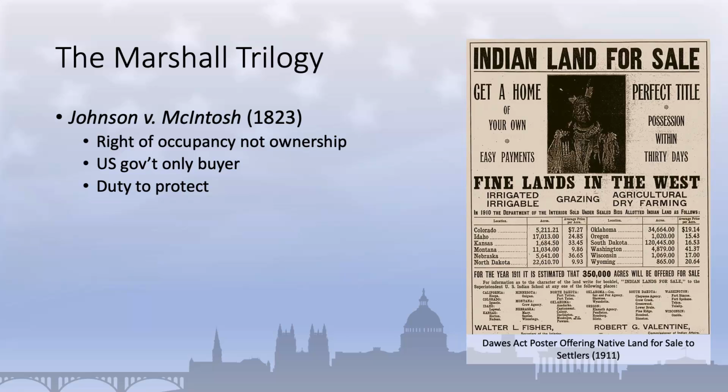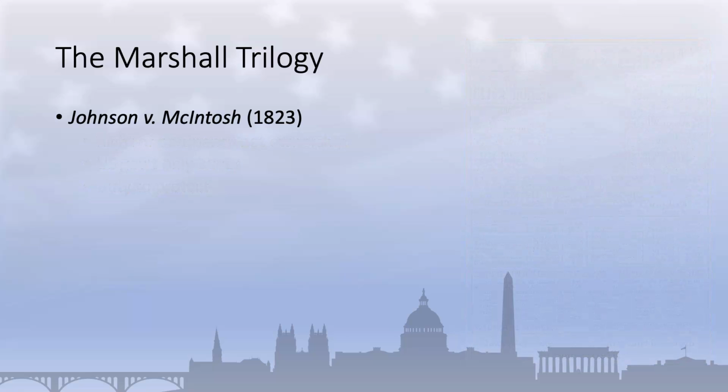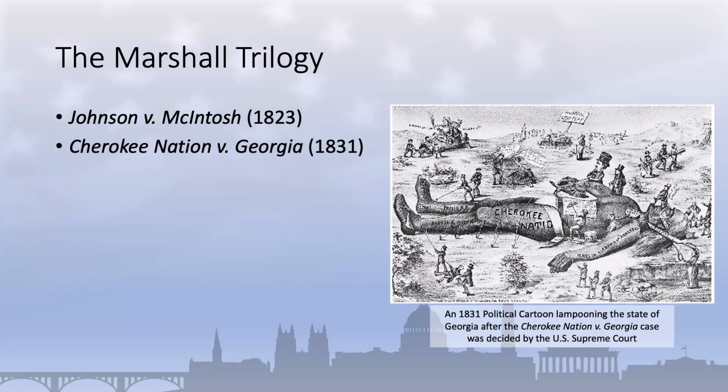The second case of the Marshall Trilogy was Cherokee Nation v. Georgia. This case centered on a dispute between the Cherokee Nation and the state of Georgia over the Cherokees' sovereignty and land rights. At issue was the question of whether the Cherokee Nation was a foreign nation or a domestic dependent nation subject to the authority of the federal government. Georgia had passed a series of laws that asserted its authority over the Cherokee Nation, including the right to extinguish the tribe's land rights within the state's borders.